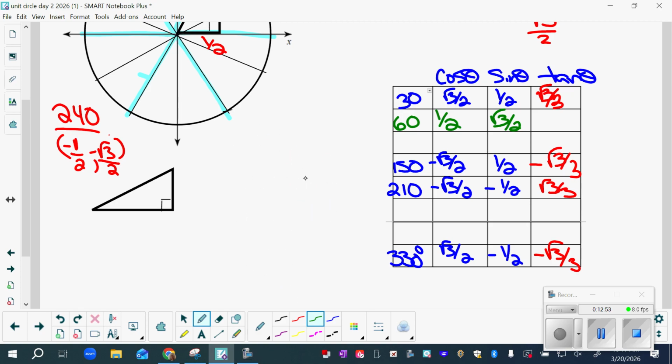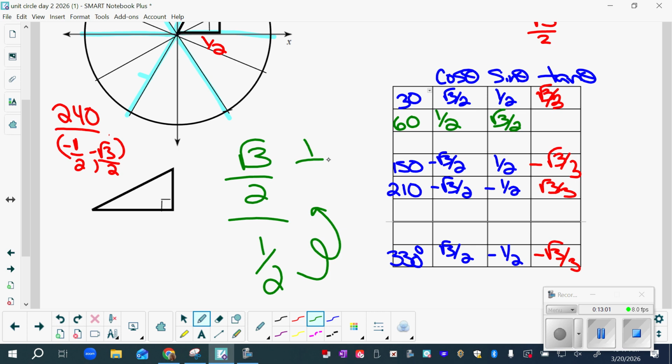Watch what happens. We get √3/2 divided by 1/2. Twirly flip. Twos cancel. It is just √3. Remember at the beginning it was 1/√3, and now it's √3/1. Awesome. Here we go. 120.